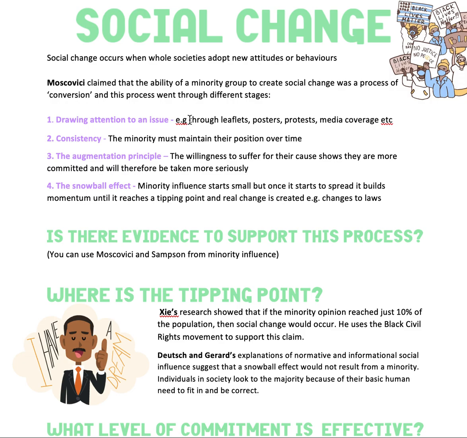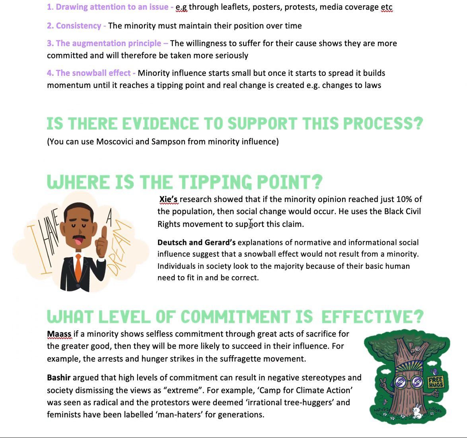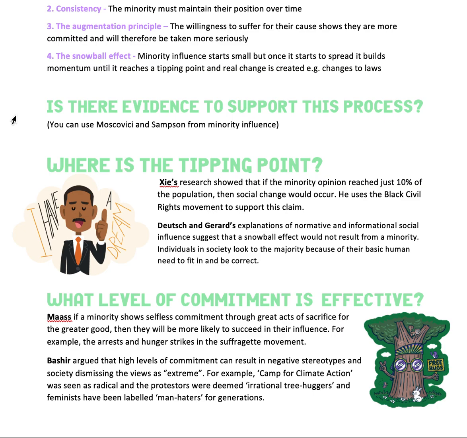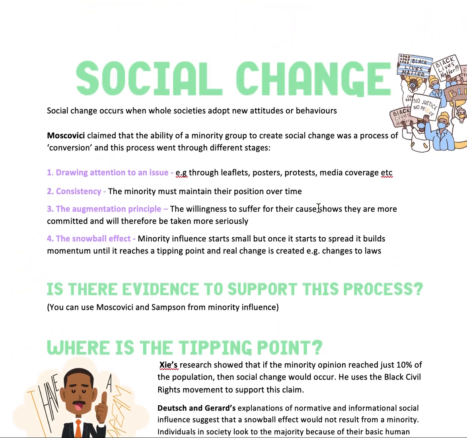Is there evidence to support the process? You can use Moscovici as supporting evidence, particularly for the consistency variable. You can use some real life examples as well. Here we've got Xu's research. It showed that if the minority reached just 10% of the population, social change would occur, and use the Black Civil Rights Movement to support this claim. And you can use other examples of social movements that are here as well.